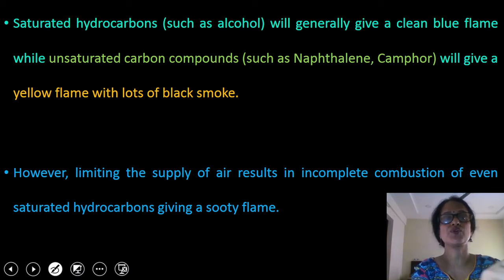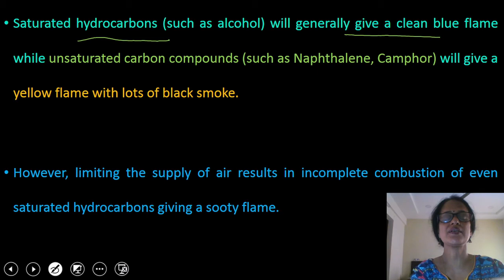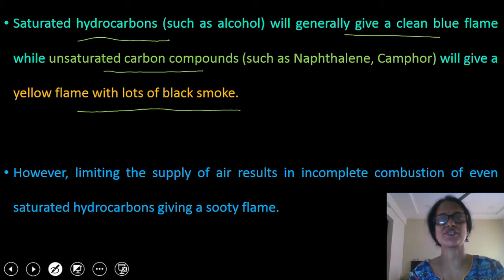So there are 2 types of hydrocarbons. Saturated hydrocarbons are those which have only single bonds. On combustion, they give a clean blue flame. Whereas unsaturated carbon compounds are those which have one or more double or triple bonds. Unsaturated hydrocarbons on combustion give a yellow flame with lots of black smoke. By this method, you can differentiate between saturated and unsaturated compounds also.